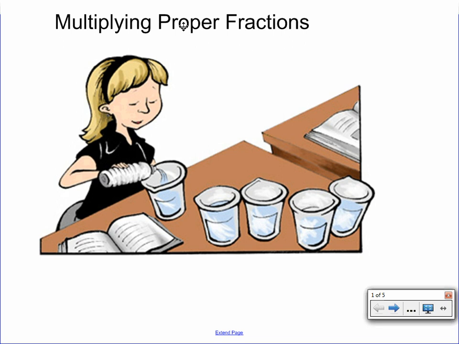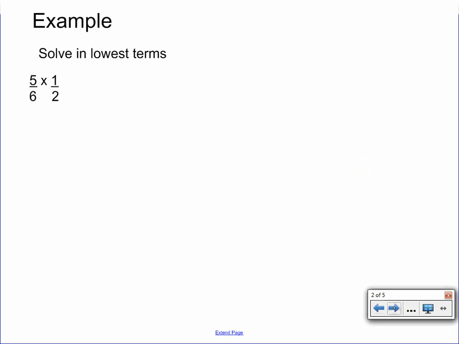Today's lesson is going to be on multiplying proper fractions. So we're going to get into it right away here. Let's look at some examples. So the first example here we have: solve in lowest terms like always. We have 5/6 times 1/2.